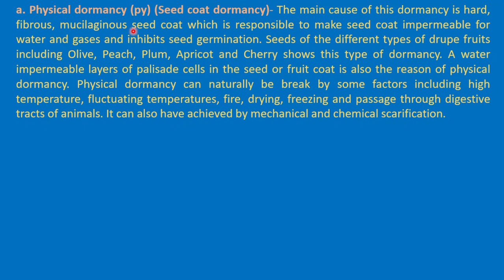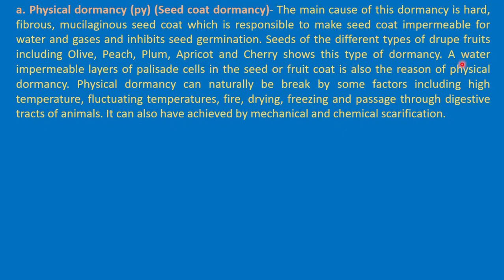Some plants or some seeds contain a very hard seed coat, and this seed coat makes the seed impermeable to water and gases, and as there is no entry of water and gases due to the hard seed coat, there will be no germination. So this particular dormancy is known as physical seed dormancy or PY. Also it is known as seed coat dormancy.